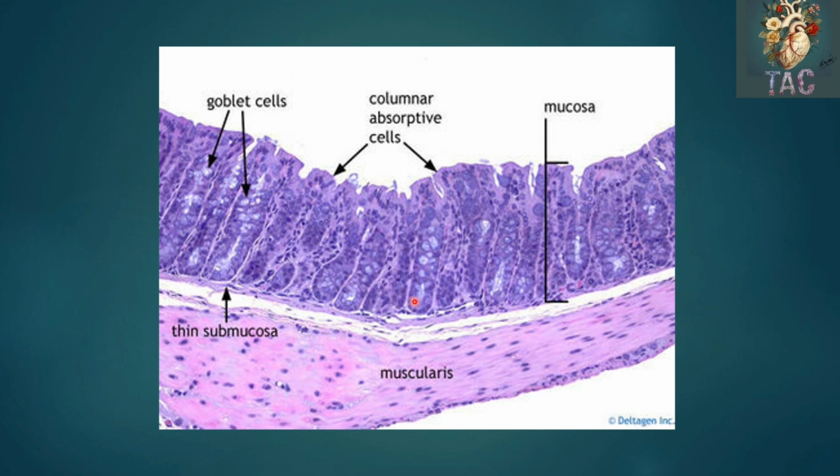So this is another beautiful section through the large intestine. Here you can see the mucosa and the submucosa, and then the muscularis externa. This is the inner circularly arranged smooth muscle layer and the outer longitudinally arranged smooth muscle layer, and this longitudinally arranged layer forms bands of taenia coli at certain places.